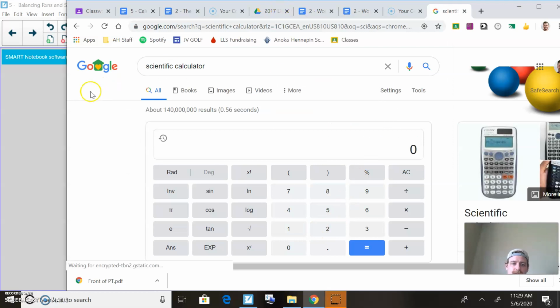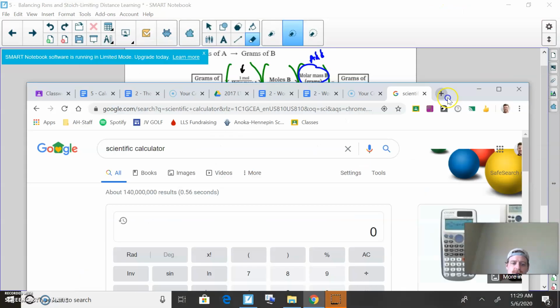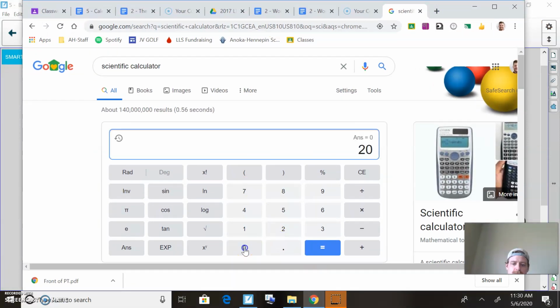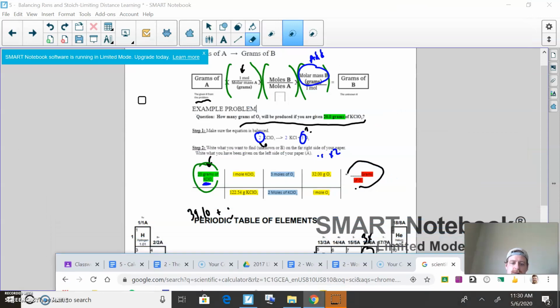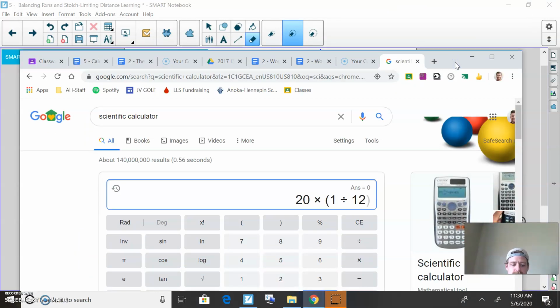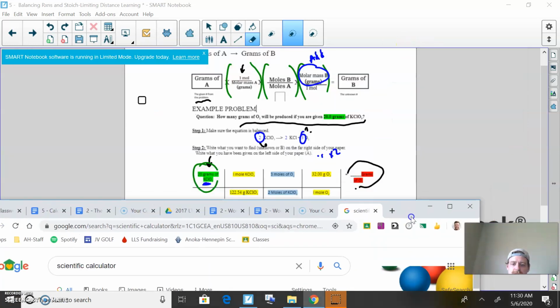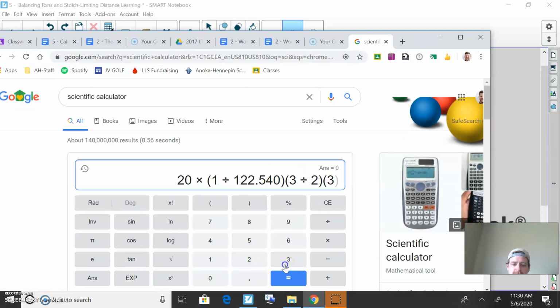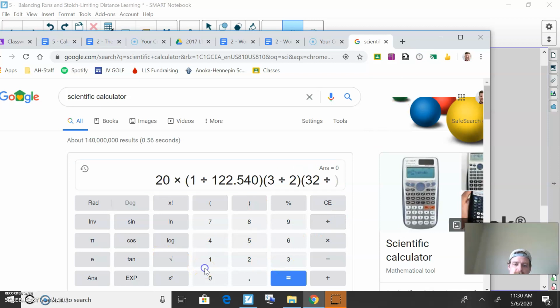You can just do this. So we would say, what's our first? It's our 20 times, do parentheses, 1 divided by, because that's the bracket, 122.54, parentheses, 3 divided by 2, parenthesis, the last one is 32 divided by 1. Now, if you do this, you'll never get it wrong if you plug in the right numbers.